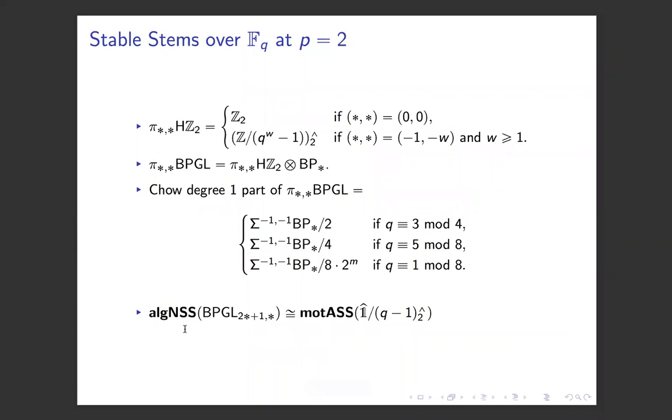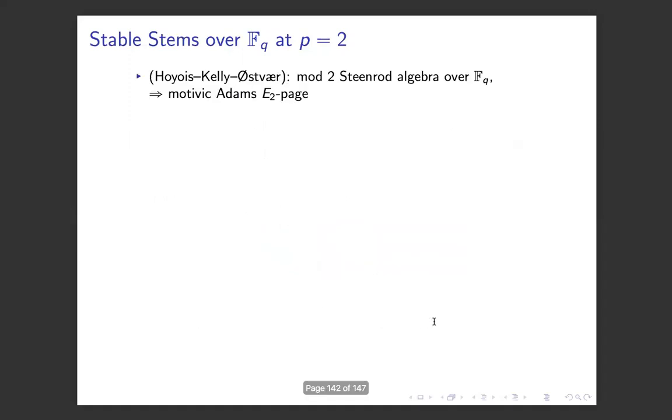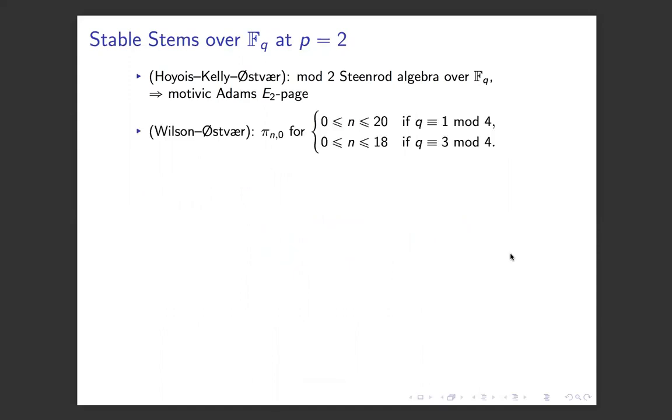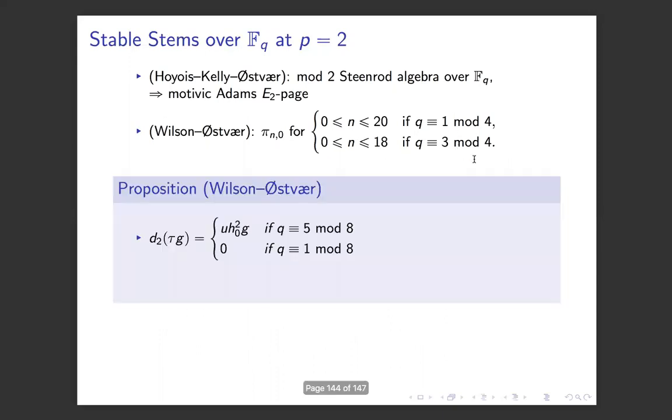So that tells us the first layer we're going to play with, other than Chow degree 0, which is just X over BP star BP. It is going to be another spectrum whose motivic Adams spectral sequence will look exactly the same as some Moore spectrum. And so we get the E2 page, and Oscar computed the weight 0 part for some stems, depending on the congruences mod 4.